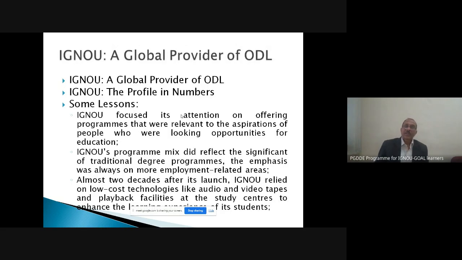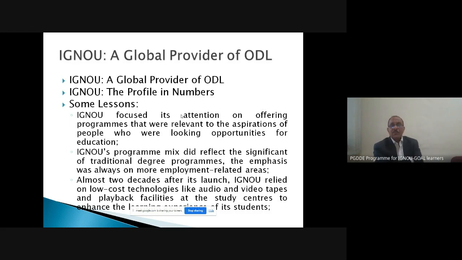Of course, IGNOU, as I said, is a global provider of ODL as well. IGNOU, I think from the beginning, in the 90s itself, late 90s, the Commonwealth of Learning supported IGNOU to offer its programs, particularly PGDDE, what you are doing for MA English education, to various African countries and various other Asian countries. They sponsored the students, and that's how students were admitted.